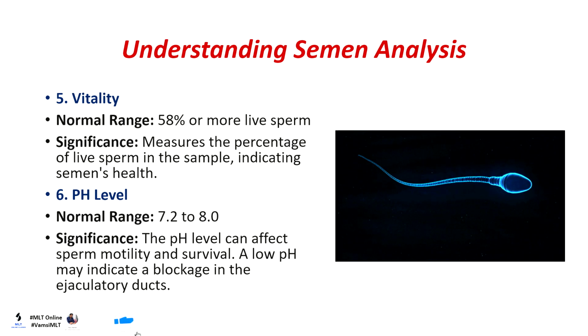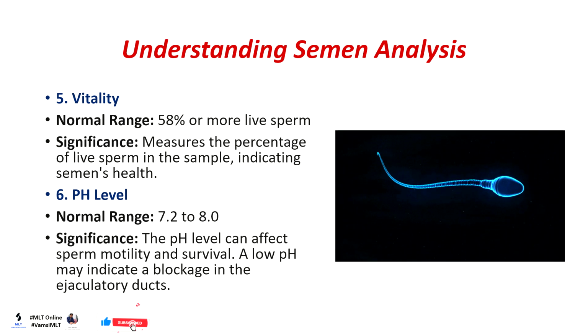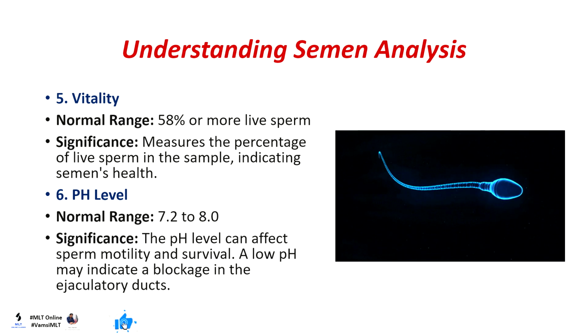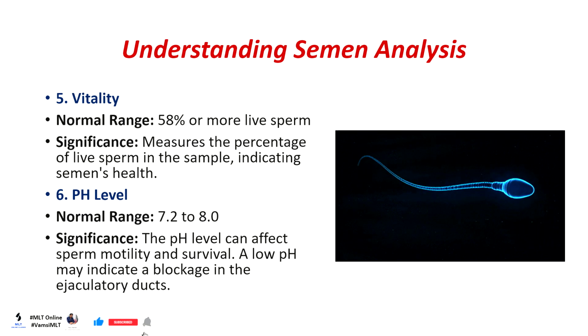6. pH level. Normal range, 7.2 to 8.0. Significance, the pH level can affect sperm motility and survival. A low pH may indicate a blockage in the ejaculatory ducts.